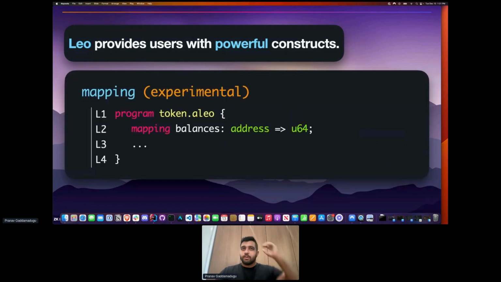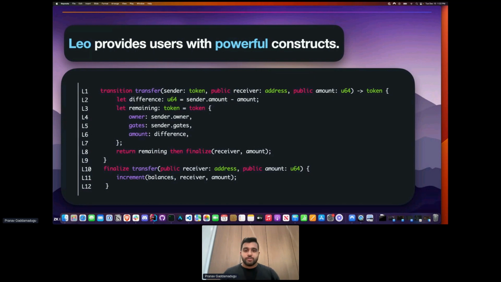So Leo has this thing called mappings. And for those coming from Solidity, this should be a very familiar interface. Mappings are essentially on-chain pieces of state that map from a key to a value. Should be very straightforward, especially if you are coming from Solidity, the EVM and whatnot.